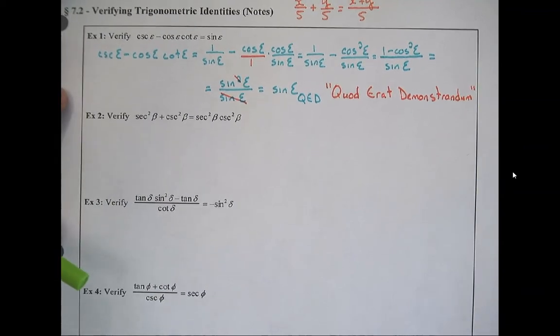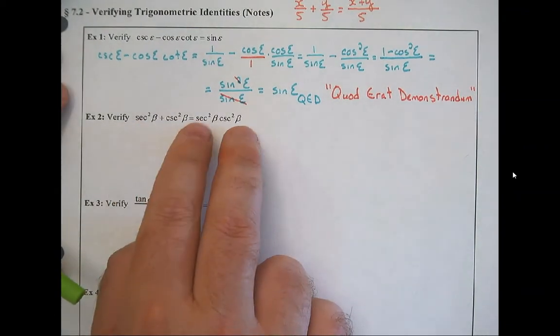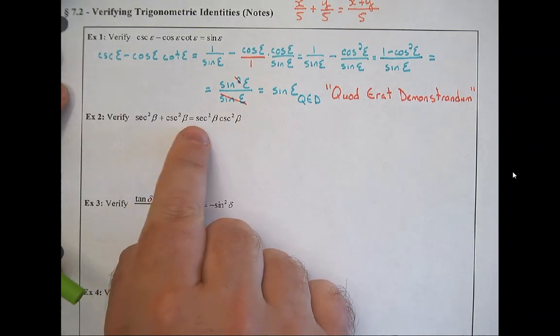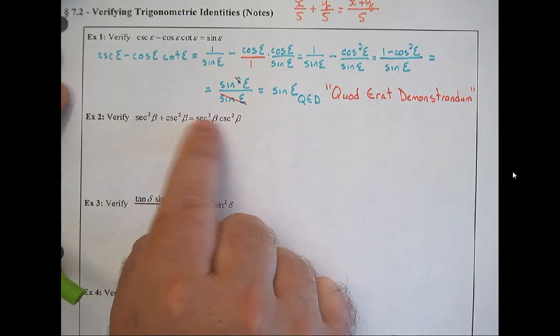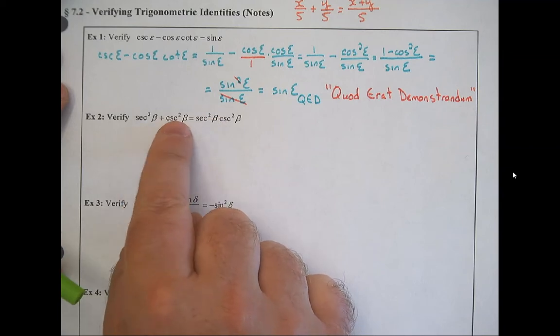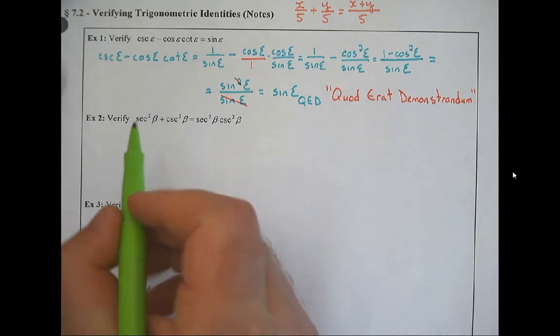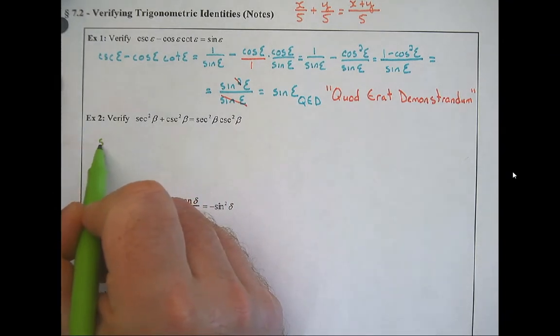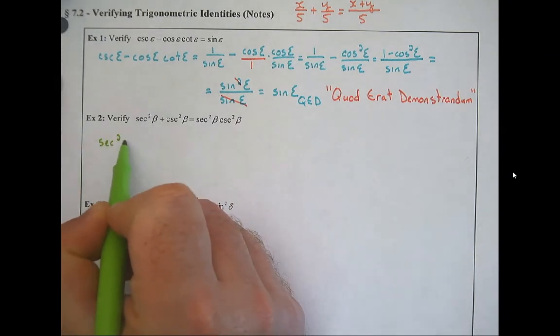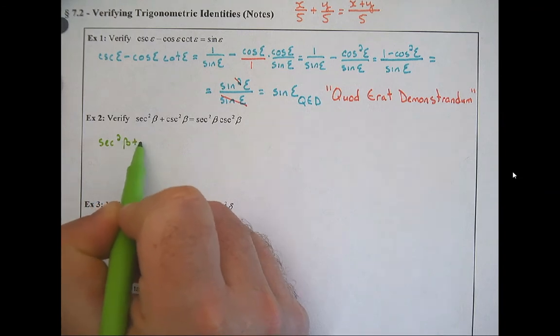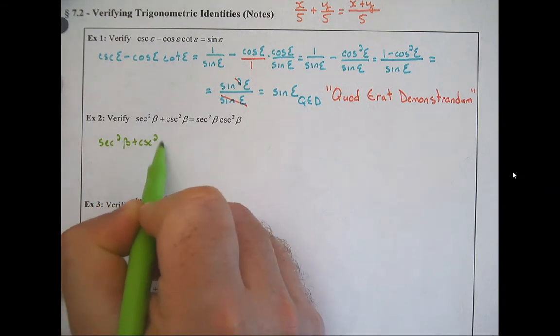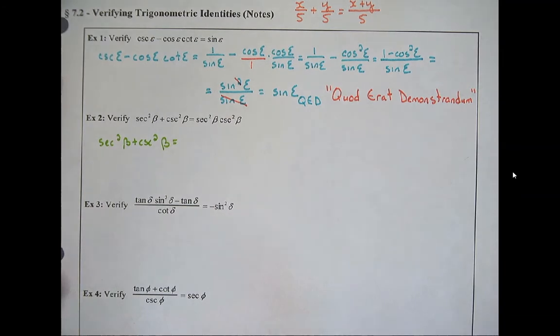Now, in this case, it feels kind of like there's 2 things here and 2 things here. But when we talk about terms, things that are connected by multiply are actually one term. So this is one term where these are separated by a plus or a minus. Those are 2 terms. So I'm going to start with the side that has more stuff. So that's secant squared beta plus cosecant squared beta equals. Notice I didn't change anything. I picked a side and I'm going with it.